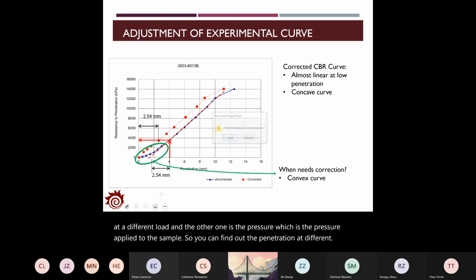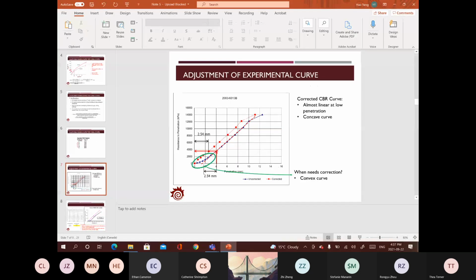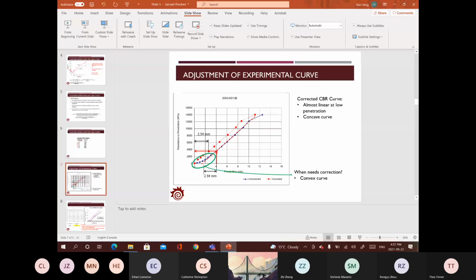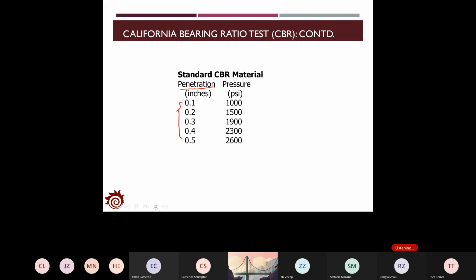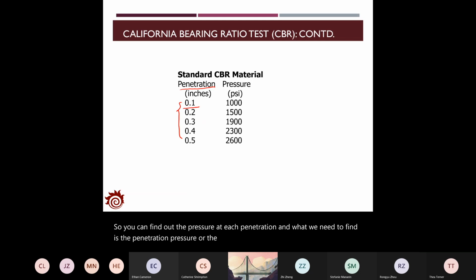So you can find the pressure at each penetration. And what you need to find is the pressure or the load at 0.1 inch, and divide that value by the standard value, which is 1000 psi or 6900 kilopascal.